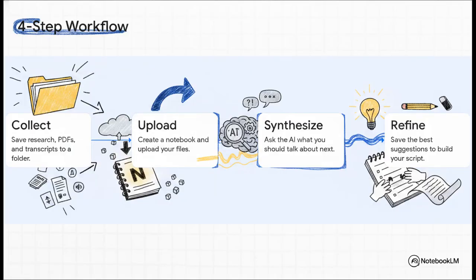So, if you want a rock-solid, repeatable process, keep this 4-step workflow in your back pocket. Step 1, collect. Just grab all your research notes, PDFs, and transcripts and put them into one folder. Step 2, upload. Make a new notebook in Glam and drop those files in. Step 3, synthesize. This is where you stop reading and start asking. Ask it, based on these files, what should I talk about next? And finally, step 4, refine. Use the Save to Note feature to pin the absolute best suggestions, move things around, and build out your final script. It is genuinely that simple.